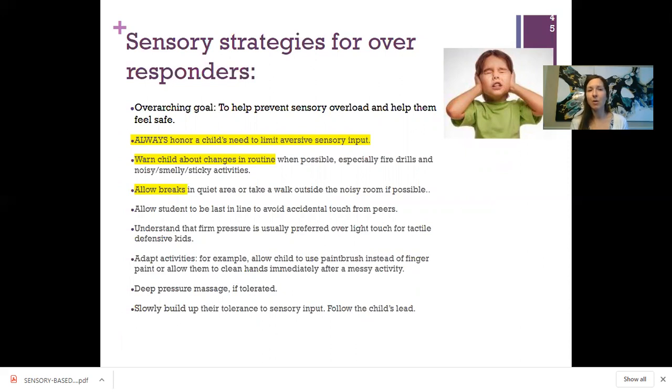So if you have a kiddo who is not wanting to touch that finger paint, you say, that's okay, you don't have to touch it. You can use a paintbrush, or you can poke it with a stick. You don't have to touch it with your hands, it's fine.